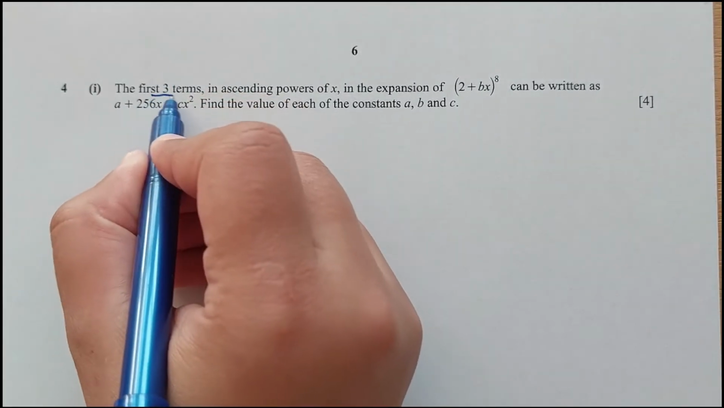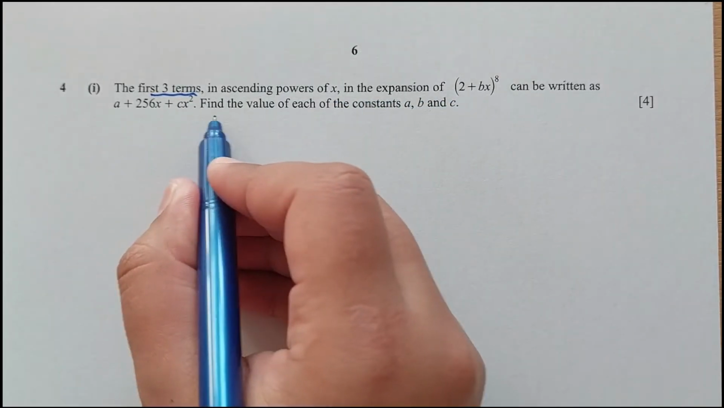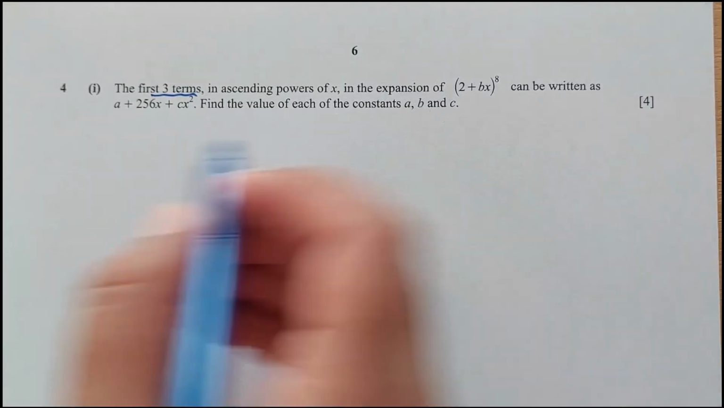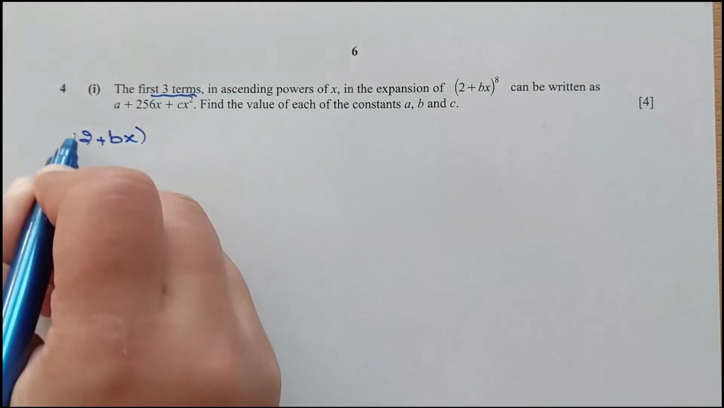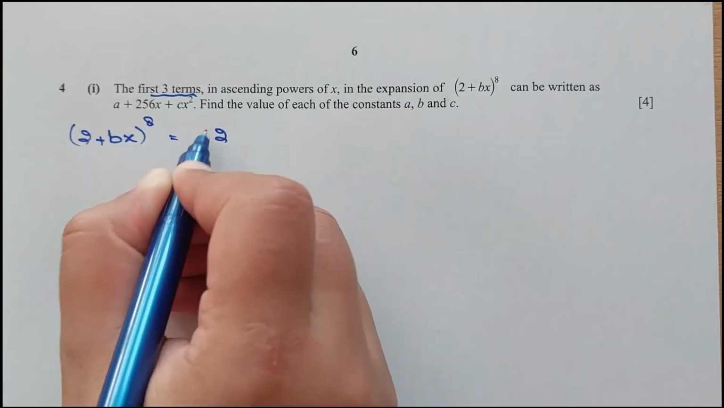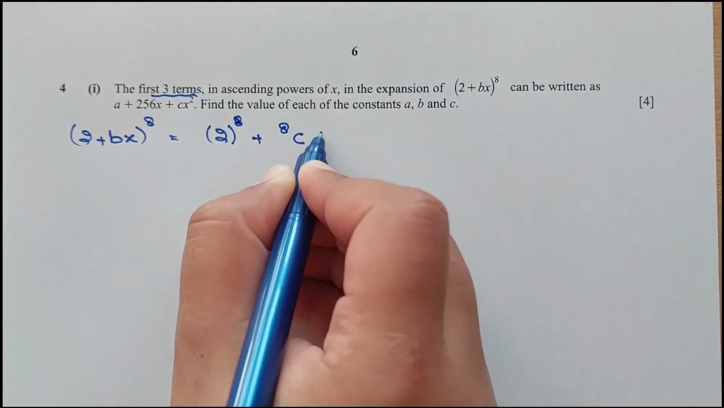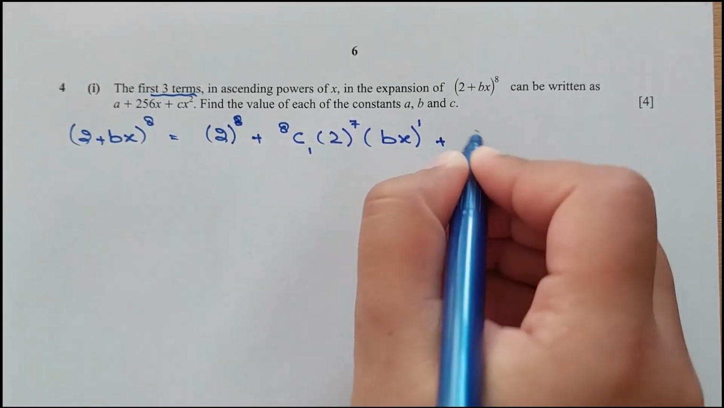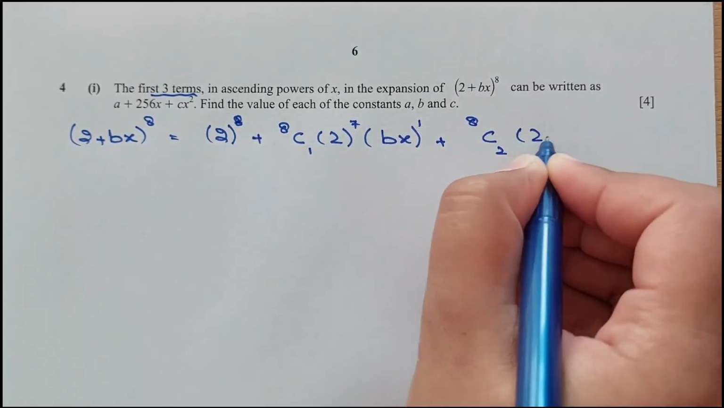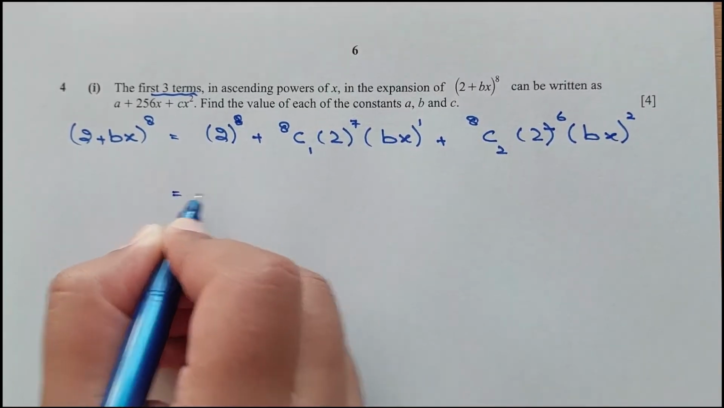Question number 4 in part 1. The first three terms in the ascending powers of x in the expansion of this can be written as this. Find the values of each of the constants a, b, and c. The first three terms we need to find. So 2 plus bx power 8. The first term is 2 power 8. The second term is 8c1, 2 power 7, bx power 1. The third term is 8c2, 2 power 6, and bx power 2. So these are the first three terms.